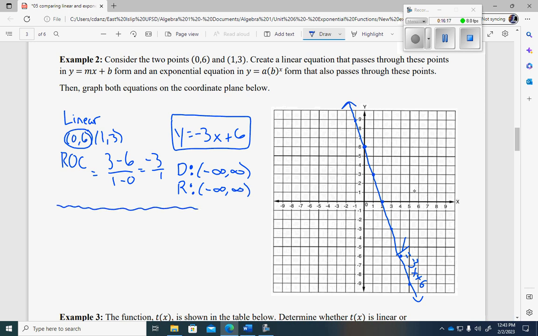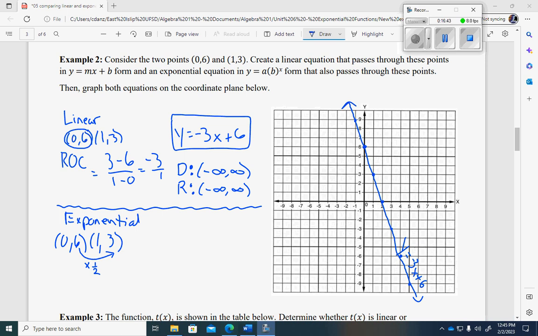But now when I do my exponential function, I need the multiplying factor. So you look at the y values, the outputs. Looks like divide by 2, which means I'm actually multiplying by a half. So the multiplying factor is a half, and the y-intercept is 6. So y equals 6 times 1/2 to the x power.